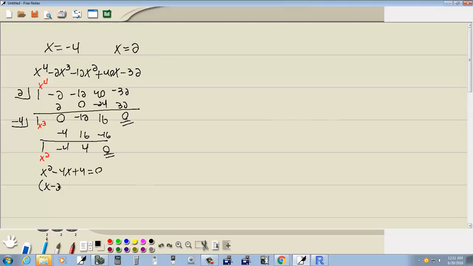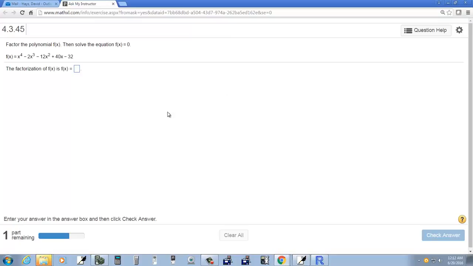And this factors as x minus 2 times x minus 2. And then if I set each one of those equal to 0, we get x minus 2 is equal to 0, x minus 2 is equal to 0. So we get 2, and we get 2. So those were our original answers. So we got x is equal to -4, and x is equal to 2. And then we plugged them in synthetic division. That gave us our other 2 answers down here. Now those are our 4 answers. And that's where it says solve the equation.